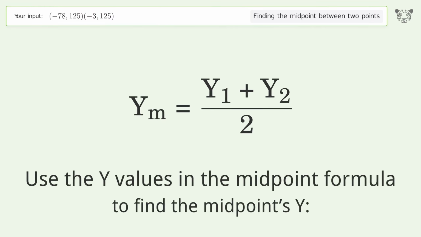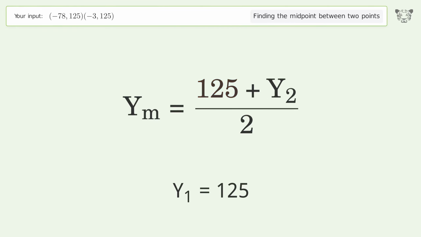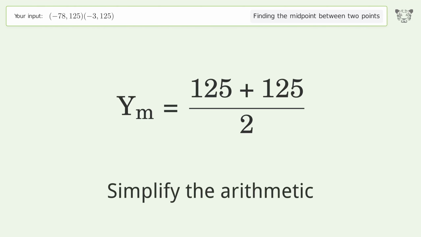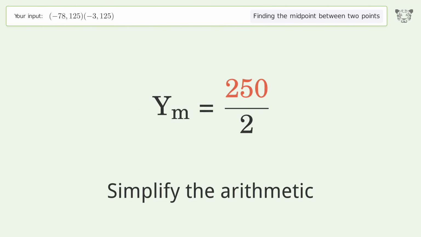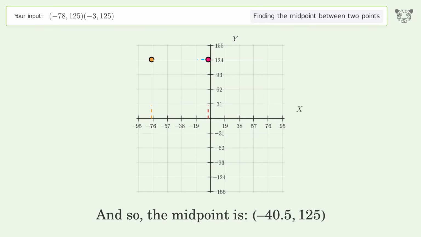Use the y values in the midpoint formula to find the midpoint's y. y1 equals 125. y2 equals 125. Simplify the arithmetic. And so, the midpoint is negative 40.5, 125.